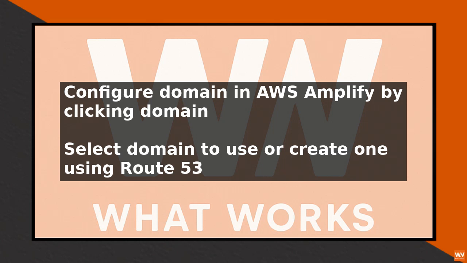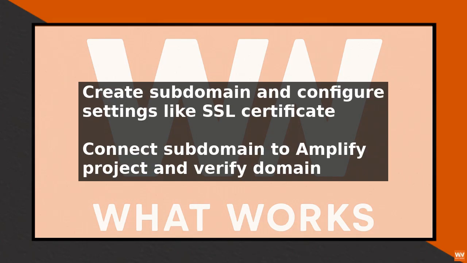To connect your subdomain to your Amplify project, click on the Connect Domain button and select the subdomain you created. You will need to verify the domain ownership by creating a TXT record in your DNS configuration. Once the domain is verified, you can deploy your Amplify project to the subdomain by clicking on the Deploy button. The deployment process will take a few minutes to complete.